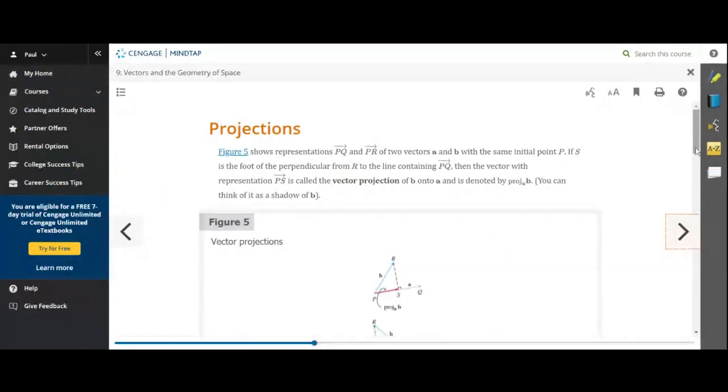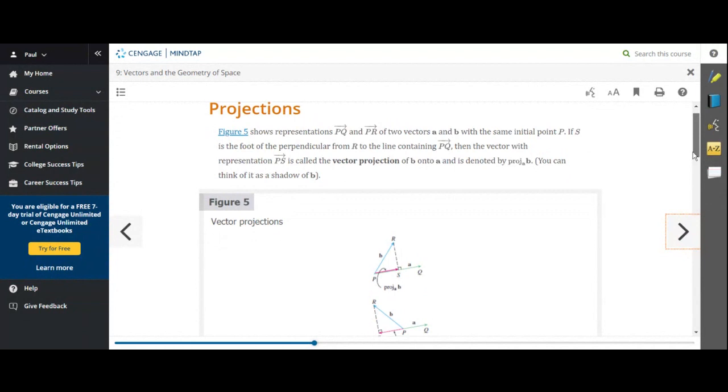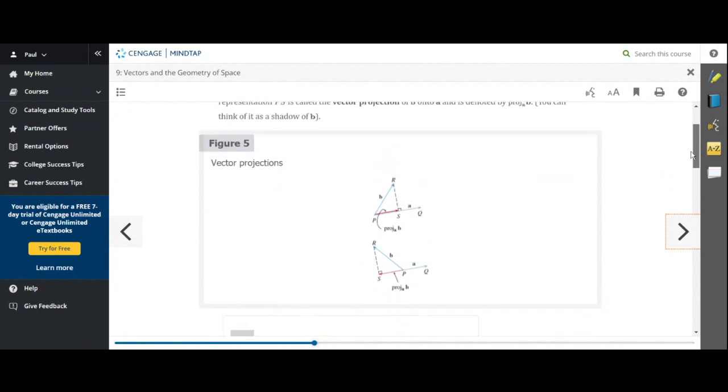They talk a little bit about projections. Now, projections really are used a lot in linear algebra, but they're used other places as well. And they talk about vector projections. So what does a vector projection mean? In figure 5, they show two examples of vector projections. You have two vectors, a vector A and a vector B.